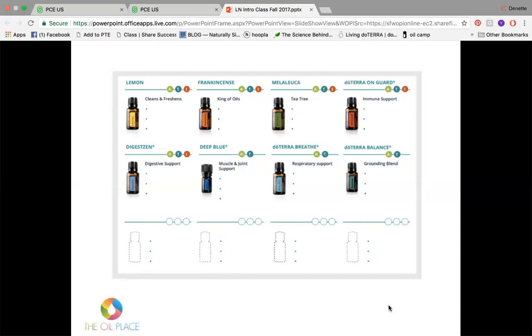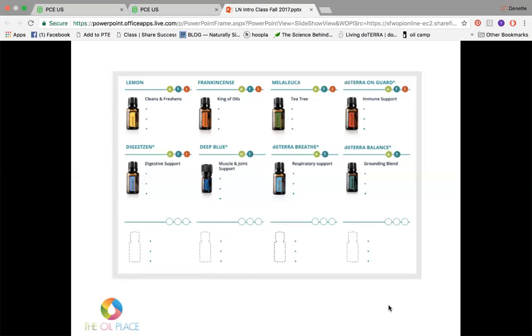The next one is Deep Blue. This one can be used aromatically and topically, and this is going to help with muscle and joint support. I like to pair this one with the Deep Blue Rub, which is a lotion version of the Deep Blue oil. Those two together offer an intense amount of support for any sore, achy muscles and joints.